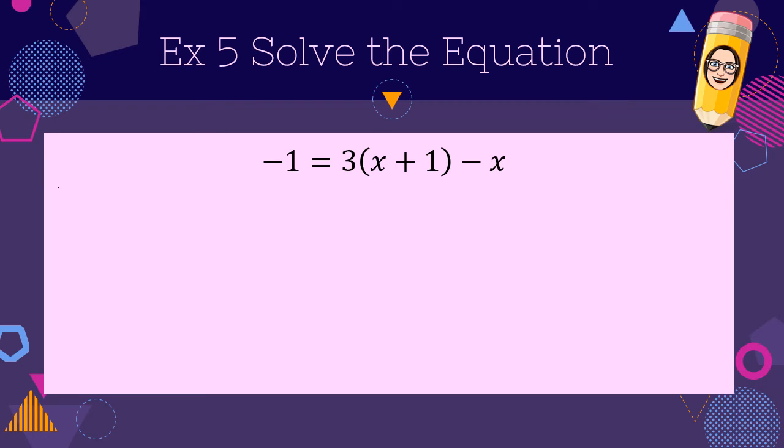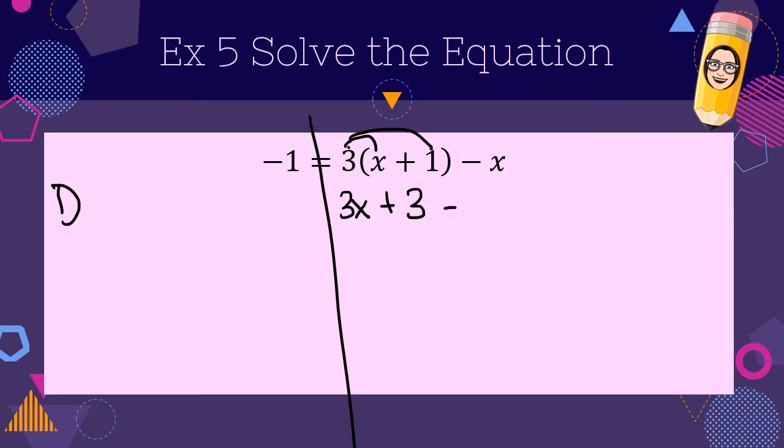Let's keep going. First step, distribute. We're going to distribute a positive 3. 3 times x plus 3 times 1. Well, that wasn't too bad. Let's drop down everything else. Combine. I have a 3x, subtract. Technically, that's a 1x. That gets me a 2x.